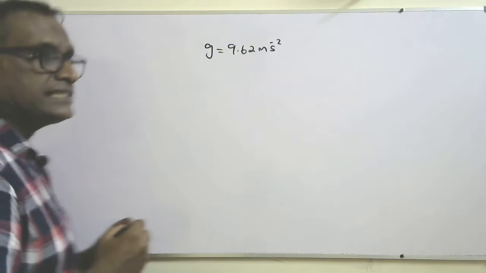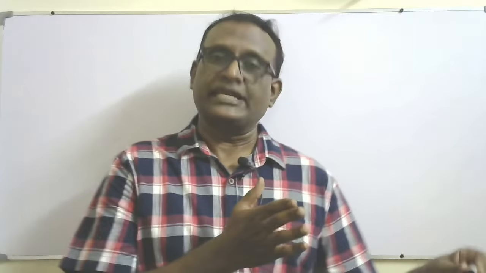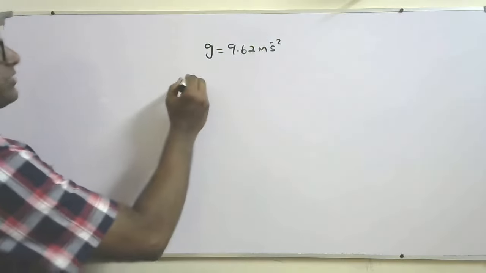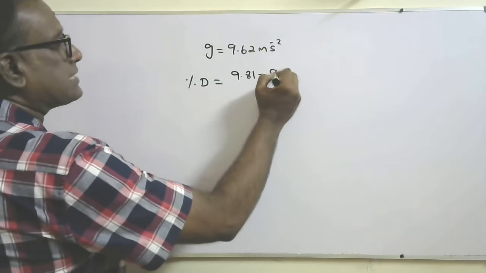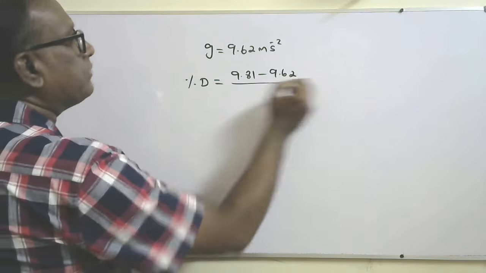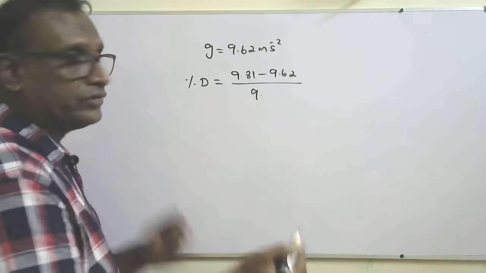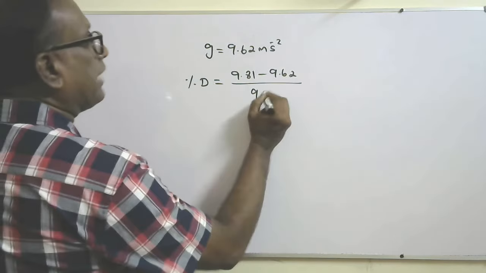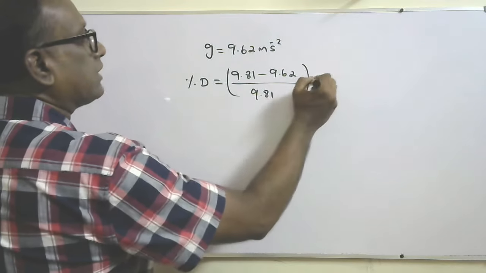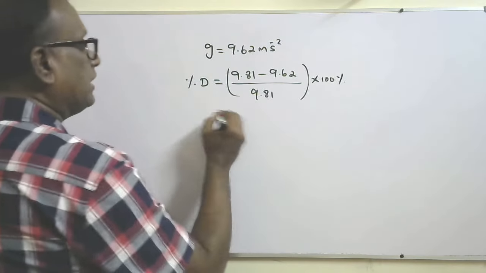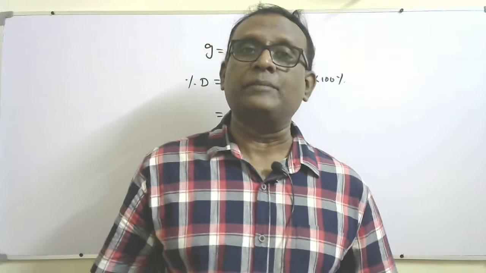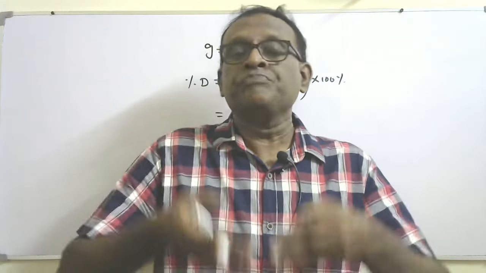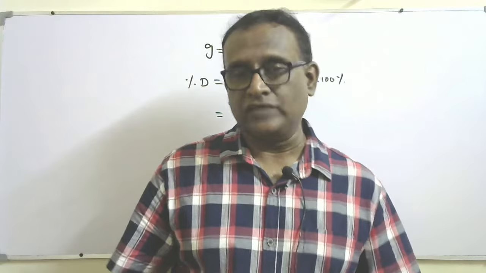So what's the percentage difference between your experimental value and the actual value? Percentage difference is given by difference over the actual value: 9.81 minus 9.62, divided by the actual value or the well-known value or the theoretical value 9.81, into 100%. That is also normally given in two significant figures, right? So that's the way we find the percentage difference if we know the actual value or theoretical value.